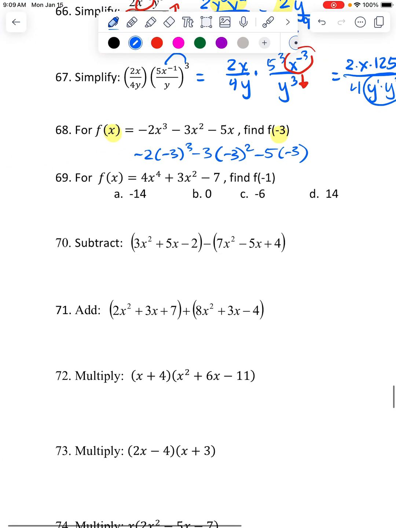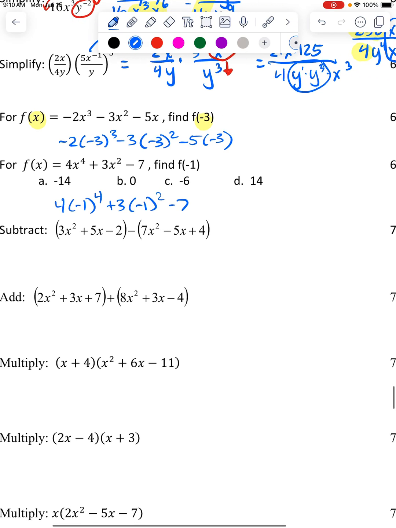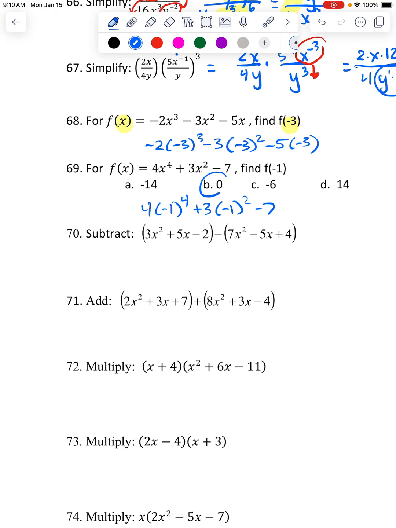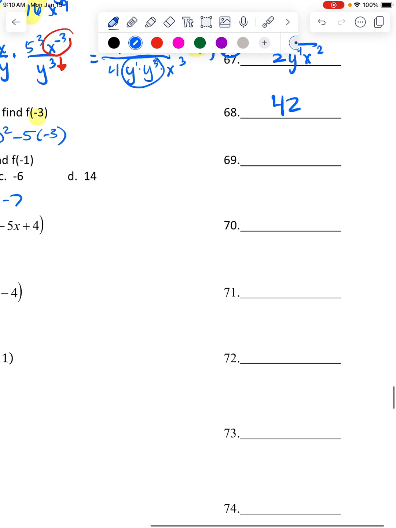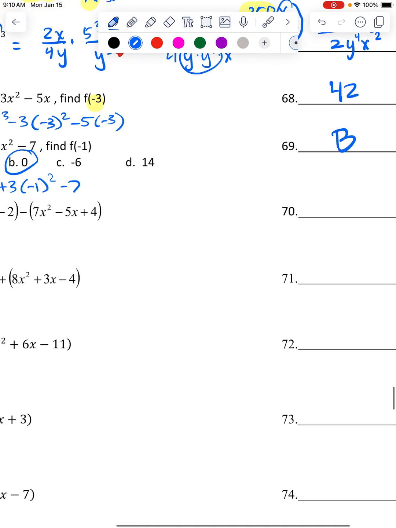Same thing here. I'm putting in a negative 1. So anywhere there was an x, I'm putting in a negative 1. If you forget the parentheses, it will give you the wrong answer because it doesn't realize that you're squaring the negative along with it. This one comes out to actually be 0, and so your answer is B.